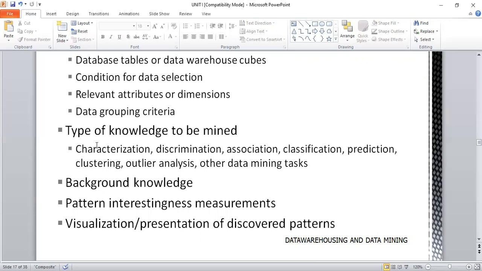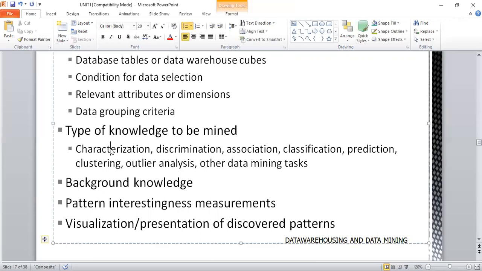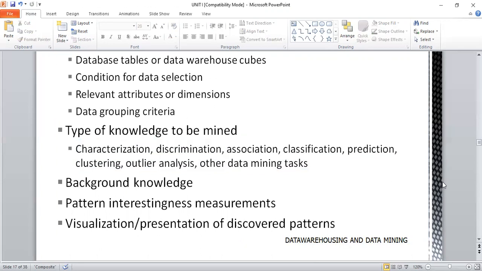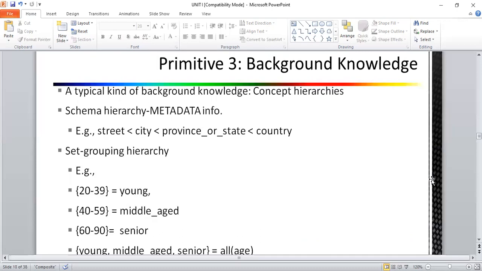You will get the complete idea about these topics of characterization, discrimination, association, classification, clustering, outlier analysis, and evolution analysis. So that is about our type of knowledge to be mined. Now the third one is background knowledge. The fourth one is pattern interestingness measurement, and the last one is visualization or presentation of our discovered patterns. So one by one we will see them.